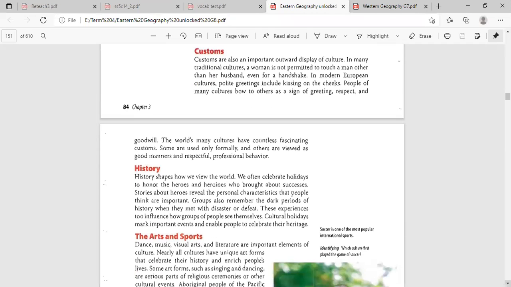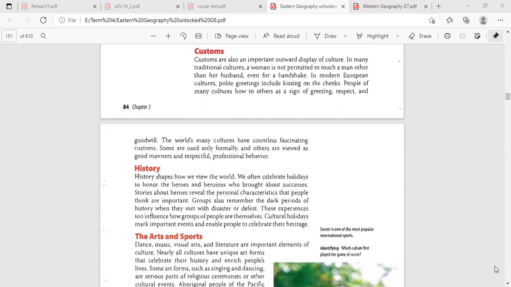What about the history? Does history shape how we view the world or not? History represents what kind of celebrations? Lujaina? They celebrate to honor the heroes and the heroines who brought about successes. Yes, history is very popular in order to reshape the country, and it is celebrated all around. For example, while we are celebrating the heroes, we also remember the dark periods of history.